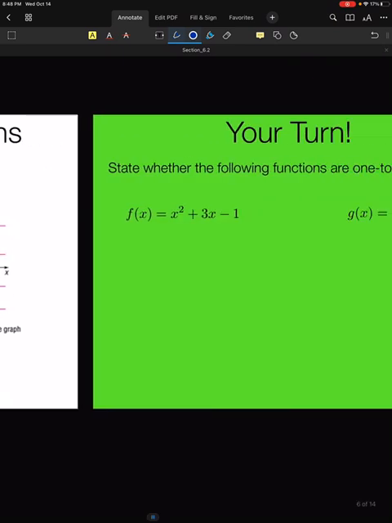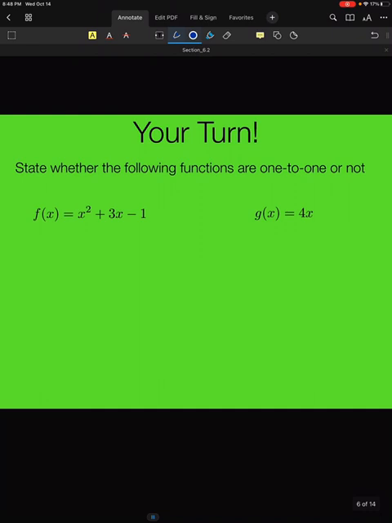And so this leads us to our first your turn. I want you to state whether or not the following functions are one-to-one. You'll want to graph them, but for both of them, you only have to give me a really rough sketch of what they're going to look like.